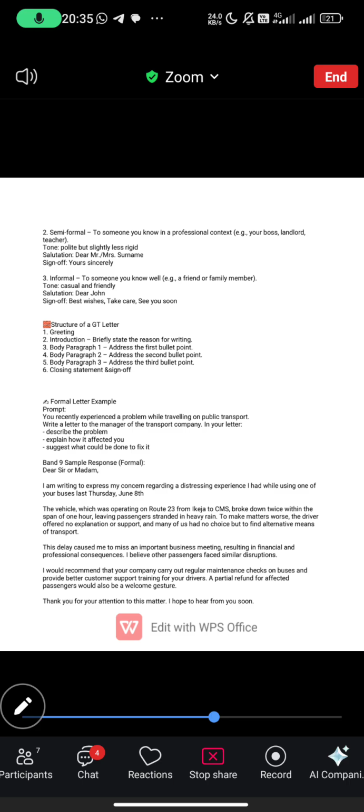So your duty is to count how many rows there are on this page. Now, let's count the rows. From where you see I am is 1, your bosses 2, the vehicle 3, span of 1 hour 4, offered 5, of transport 6, these delays 7, professional consequences 8. I would recommend that your company 9, then provide better customer 10, passengers 11, thank you for your attention on this matter 12. So 18 times 12, who can do the mathematics?